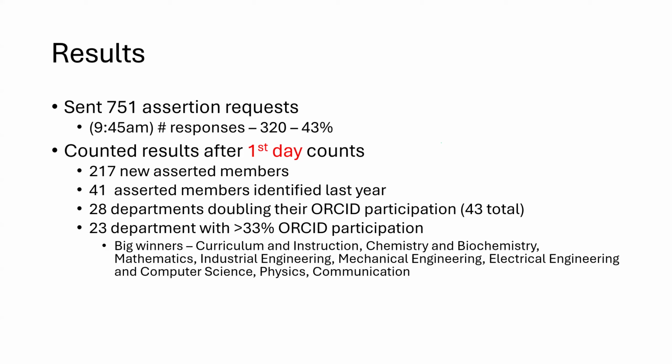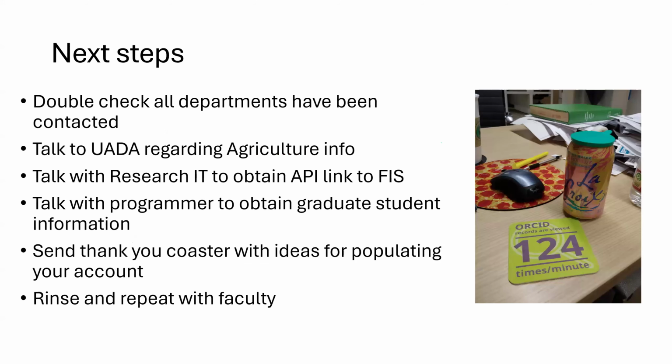And 28 departments doubled their ORCID participation, which of course, some of them were zeros, so that's a real small double. But out of 43 departments, 28 doubled their ORCID participation, and 23, on the first day I counted, and I only counted on the first day, already had over 33% participation per department, which I feel really good about. So the next step is I'm double checking.